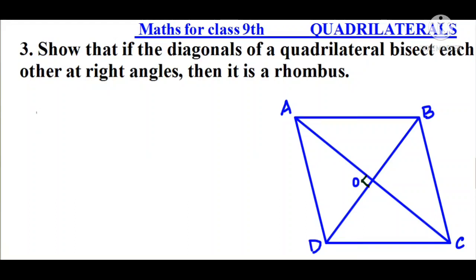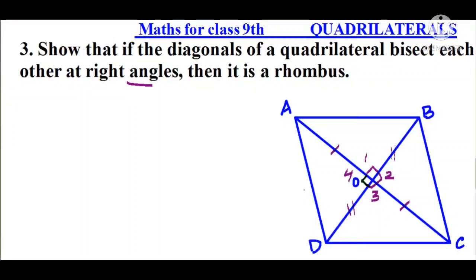So the question is, show that if the diagonals of a quadrilateral bisect each other at right angles, then it is a rhombus. We have a quadrilateral here ABCD, and it is given that the diagonals of this quadrilateral bisect each other. It means that AO is equal to OC and OD is equal to OB. Also, it is given that these diagonals bisect each other at right angles. It means that the angles formed at this point of intersection, let me name them as angle 1, angle 2, angle 3 and angle 4, measure of all these angles is 90 degree each.